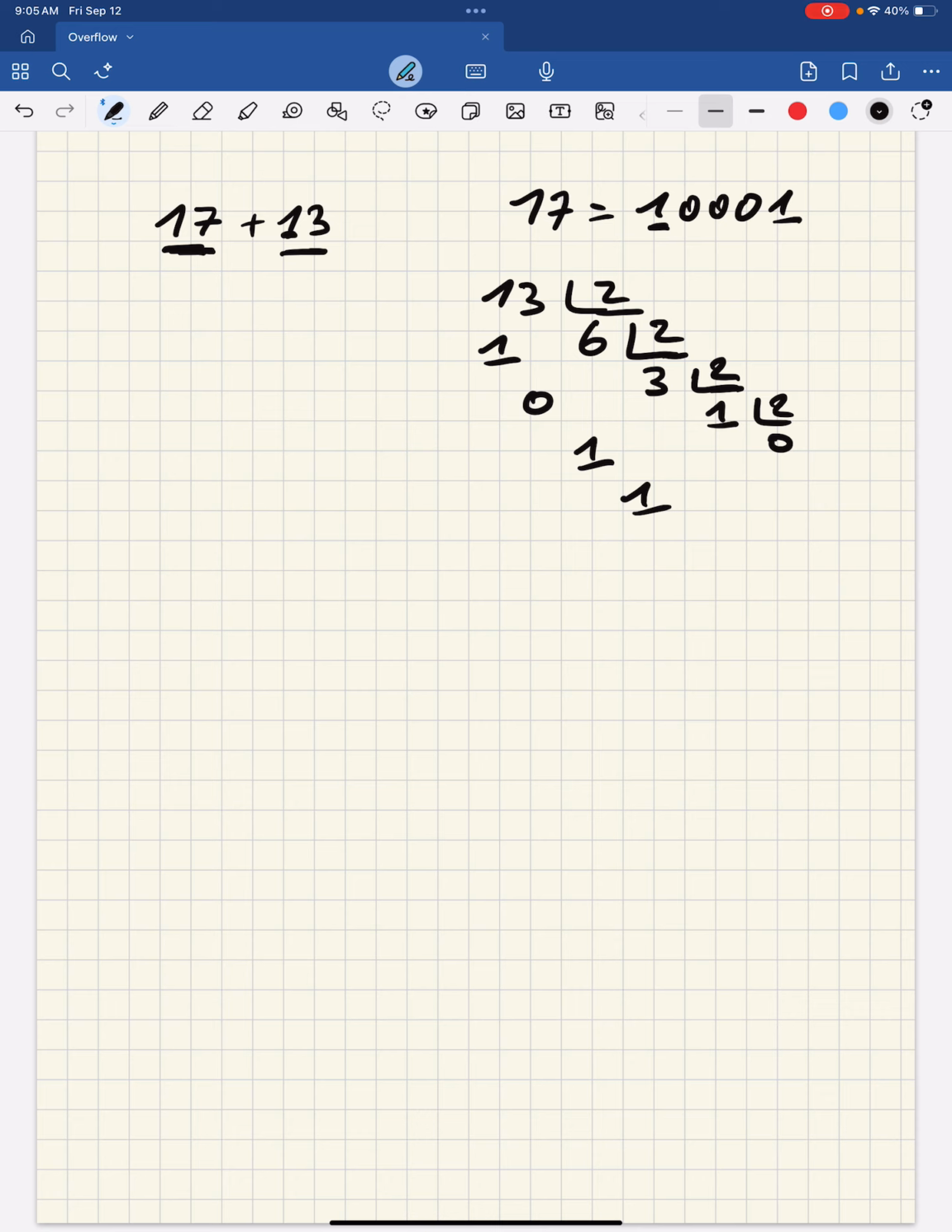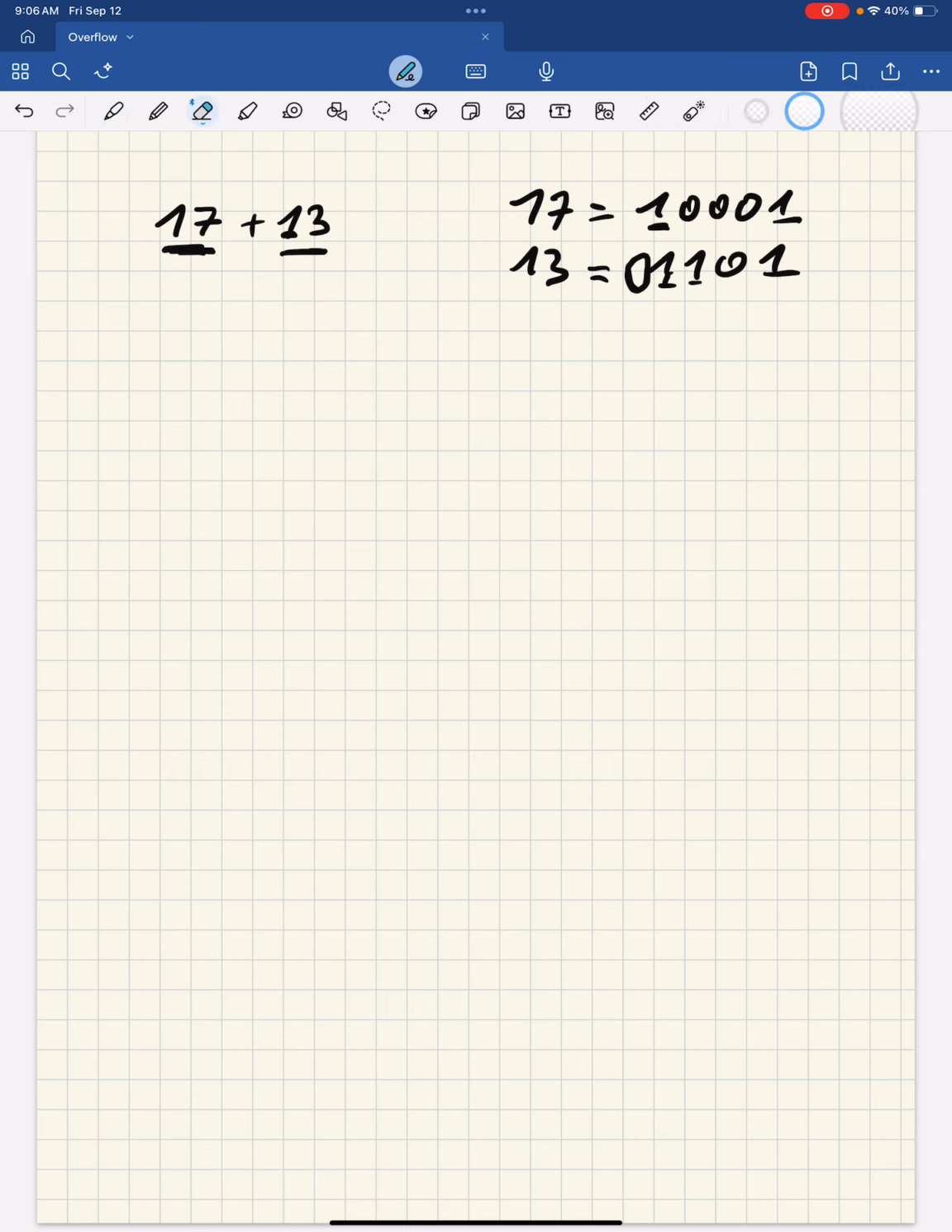So the number 13 is going to be 1, 1, 0, 1. Okay. So now we see that the number 17 we can represent on 1, 2, 3, 4, 5 positions, whereas the number 13 we can represent only on 1, 2, 3, 4 positions. So we'll put the two numbers on the same number of positions by putting 1 in front of the number 13. So now we have our two numbers, 17 and 13, represented on 5 positions.